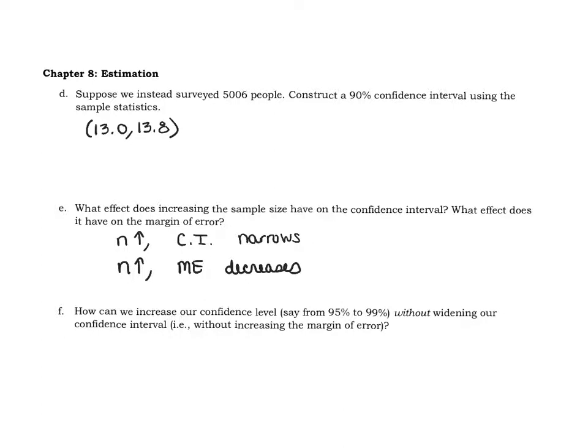And how could we increase our confidence level without widening the confidence interval, without having a margin of error that changes? Remember, normally if we increase our confidence level, we're going to have a margin of error that gets bigger. To counteract that, we have to use a larger sample. So we're going to need to increase the sample size. That's what counteracts the increase in margin of error.